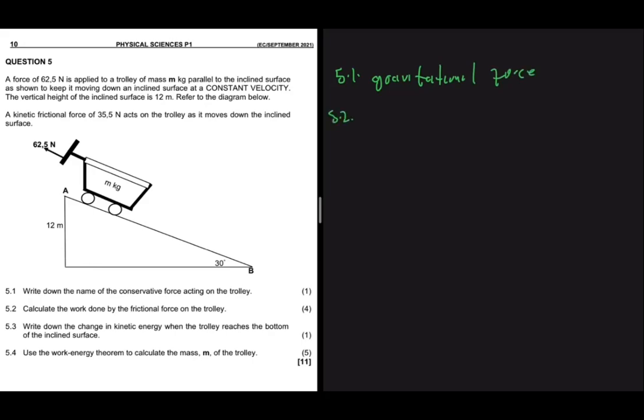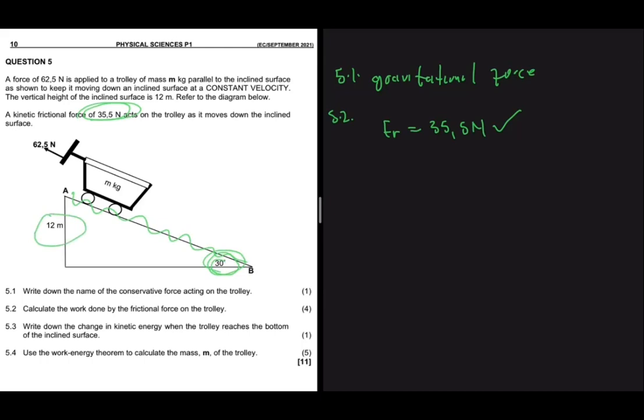5.2 says let's calculate the work done by the friction on the trolley, right? So fine, we are given the frictional force, which is equal to 35.5 newtons, right? And then apart from frictional force, we know the height, right? But then from the height we can find the length of the incline, right? How can we do that? We have the angle here, and then we have the height. We can use trig ratios, right?